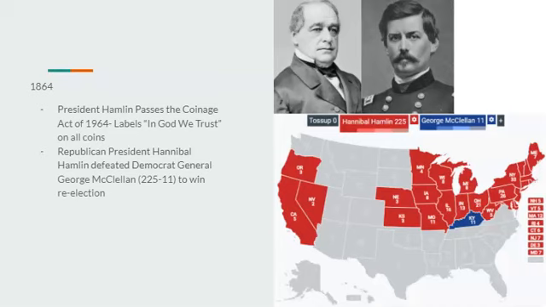1863, there is nothing noteworthy. In 1864, President Hamlin would pass the Coinage Act of 1864, which labels "In God We Trust" on all of the coins. And we also have the 1864 election between President Hannibal Hamlin and General George McClellan. Hannibal Hamlin would, of course, beat McClellan. McClellan would do a lot worse. He would even lose his home state of New Jersey to Hamlin.